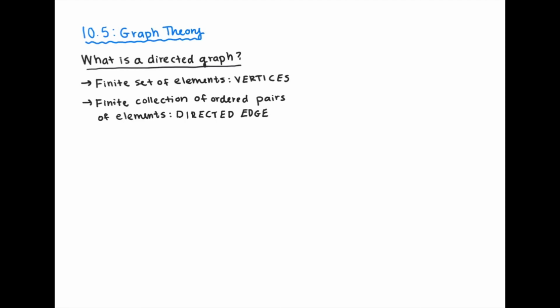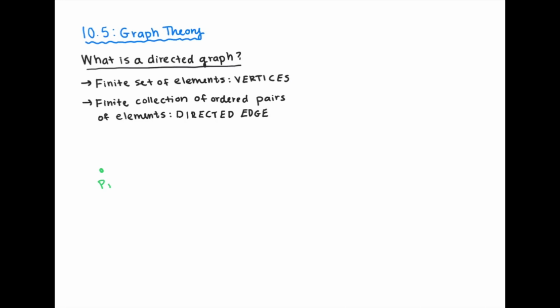Graph Theory. So if we're going to talk about graph theory, first we have to understand what is a directed graph. A directed graph consists of a finite set of elements, or vertices, and a finite collection of ordered pairs of elements, or directed edges. So let's draw a quick directed graph.